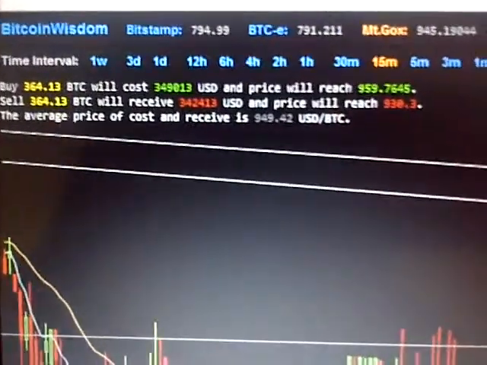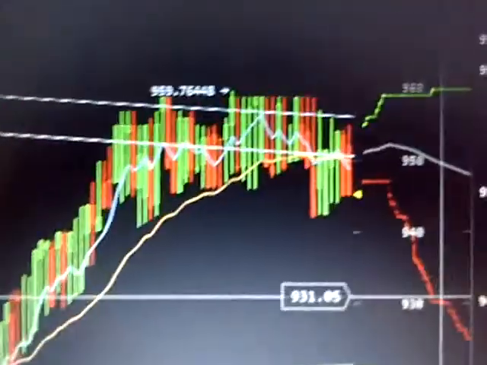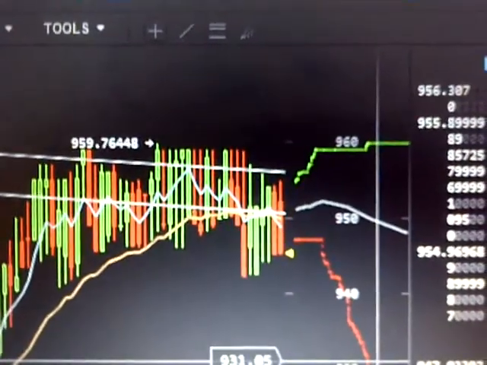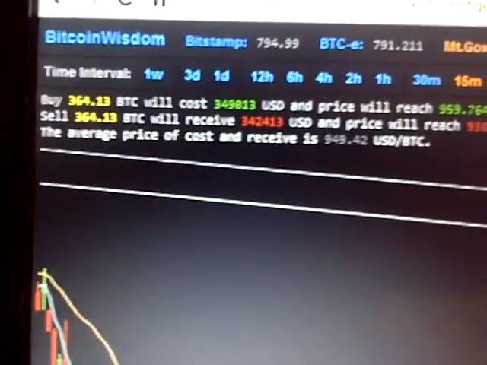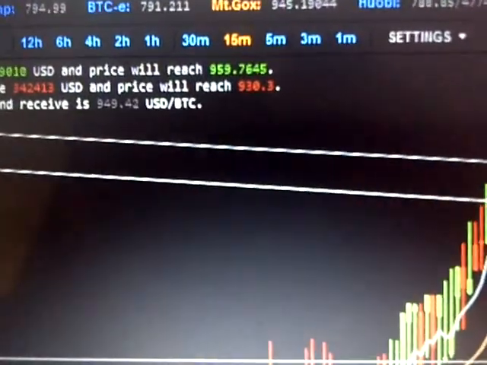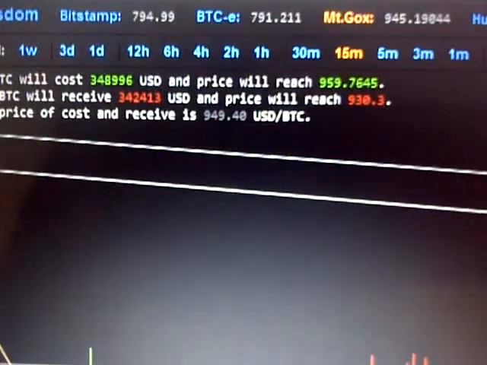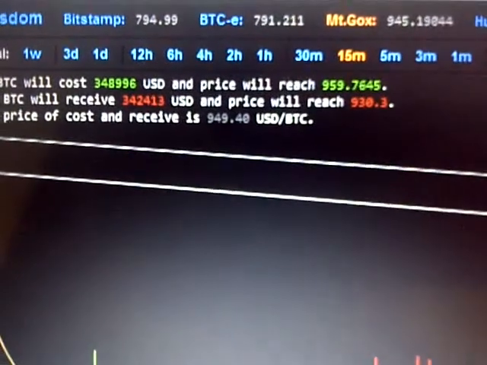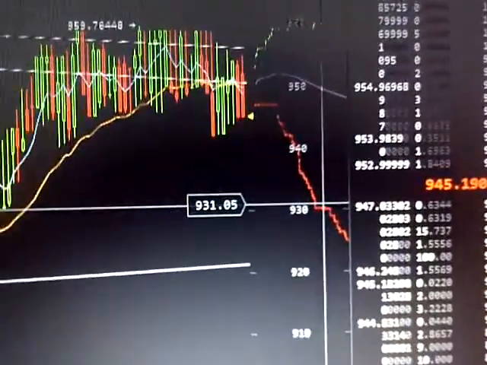$349,000, and the price will reach 159. So if you look at where that price is, it's pretty much at 159. Okay, so 159, and then it tells you how much you need to sell as well for the price to drop down to 930. So think about that. $300,000, $350,000 to move the price $30 up or down from where it is now.